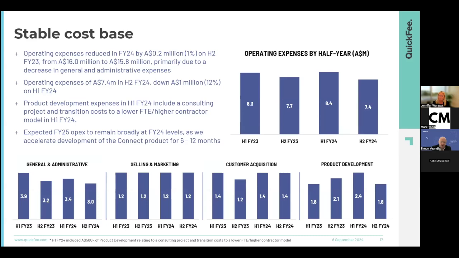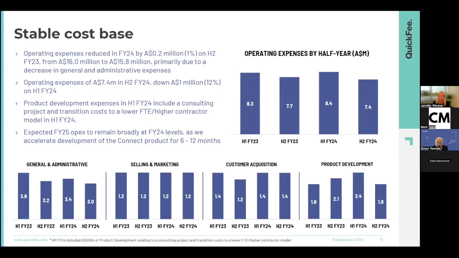So in FY24, as well as delivering strong top-line revenue growth, we've also continued to manage costs carefully without impacting the growth potential of our products. And we're running a stable cost base of 15.8 million Australian dollars, down 0.2 million Australian dollars on FY23. Here we show the total OPEX in the chart top right, and the four main functional categories along the bottom by the last 4.5 years, and that's general and admin, selling and marketing, customer acquisition, and product development.